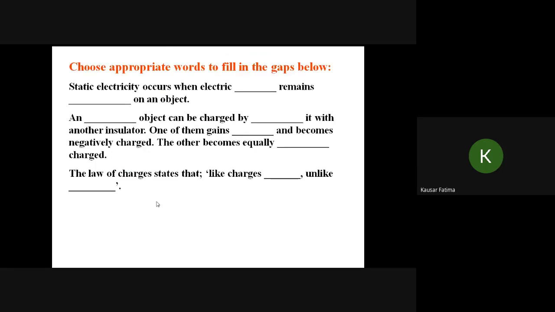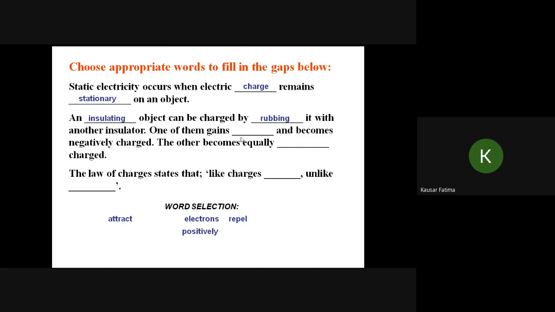Here are some blanks to be filled in with appropriate words. Static electricity occurs when electric dash remains on an object. Let's see what comes out of these. You might be able to solve before I tell. Charge remains stationary.